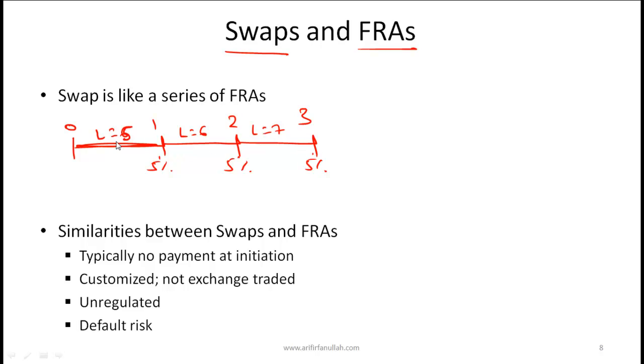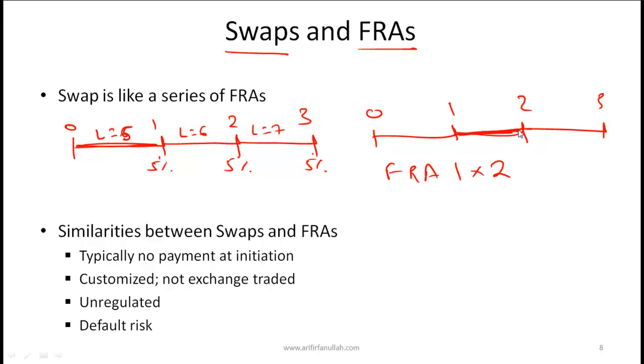Now notice that this single swap contract is essentially equivalent to 2 forward rate agreements. So again, if I draw the same timeline, what we could say is that if you have one forward rate agreement for this period, where if you go back to your FRA terminology, you could write it as a forward rate agreement which starts at the end of year 1 or period 1 and goes till the end of period 2.